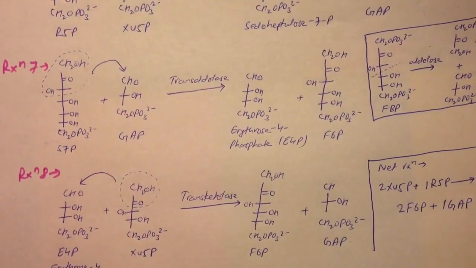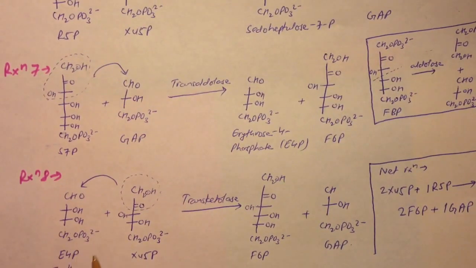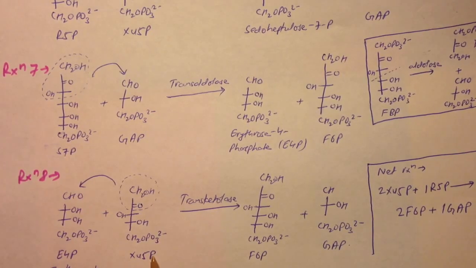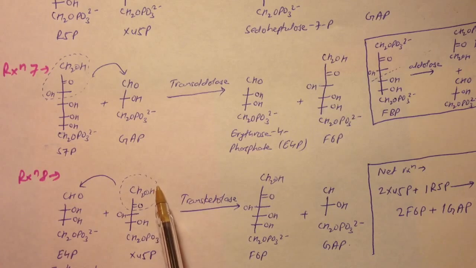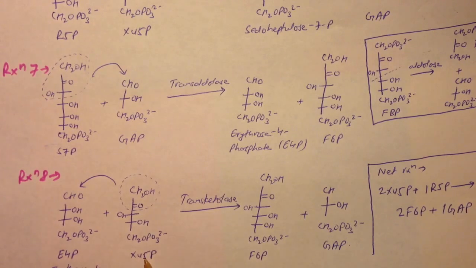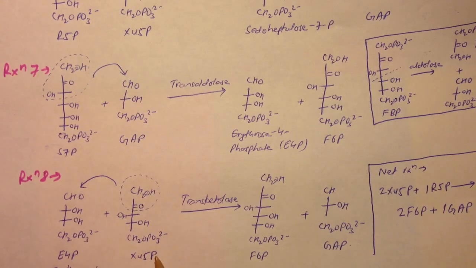And in reaction 8, what happens is that erythrose 4-phosphate reacts with xylulose 5-phosphate, catalyzed by the enzyme transketolase, and that makes fructose 6-phosphate and glyceraldehyde 3-phosphate. So transketolase, like in reaction number 6, cuts off the top portion of xylulose 5-phosphate. The same thing happens as in reaction number 6.